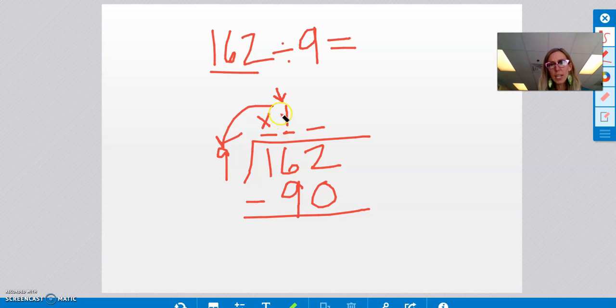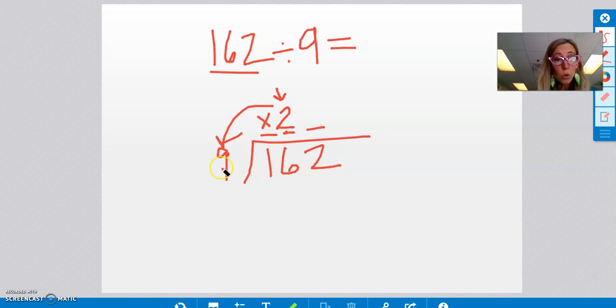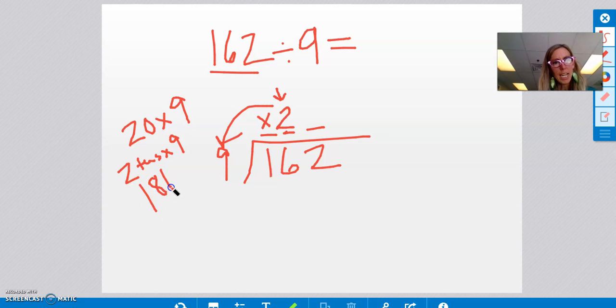90, is that as close as we can get to 162? Should we try a 2 right here? Maybe we could get even closer. Maybe we could read 20 pages a night. You probably could, right? But do we need to reach our goal if we were trying to read the same amount each night? So this is 20 times 9. Well, 20 times 9 is the same idea as 2 tens times 9, which is 2 times 9, which is 18. And 18 tens is 180. Is that good? 180? Yeah, it's close, but guess what? It's over. We don't have that many pages to read.